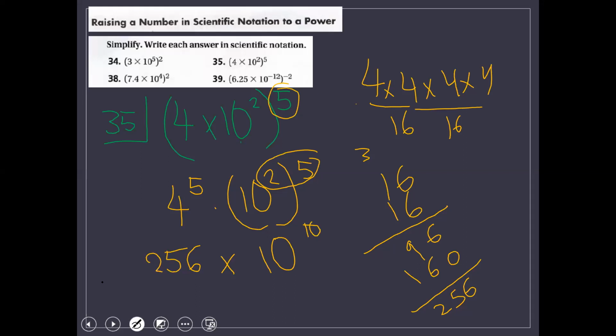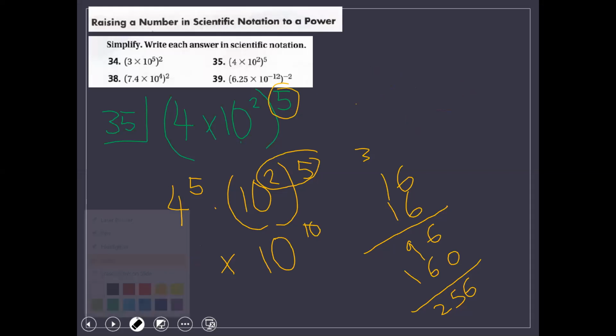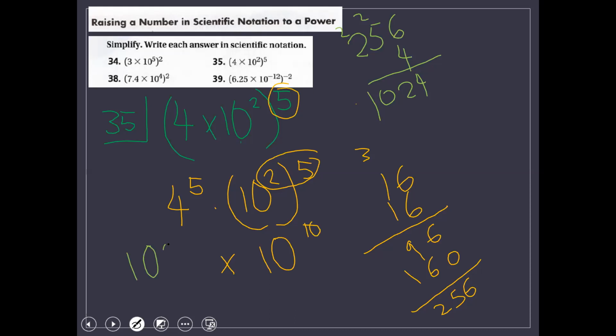Now, here we multiplied 4 four times, but we want to find 4 five times. So after that, the number 256, I multiply it with another 4 because we want to repeat the 4 five times. 4 times 6 is 24. 4 times 5 is 20 plus 2, 22. 4 times 2 is 8 plus 2, 10. So the answer now is 1024 times 10 to the power 10.